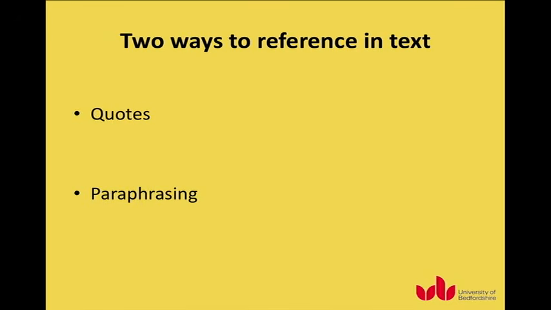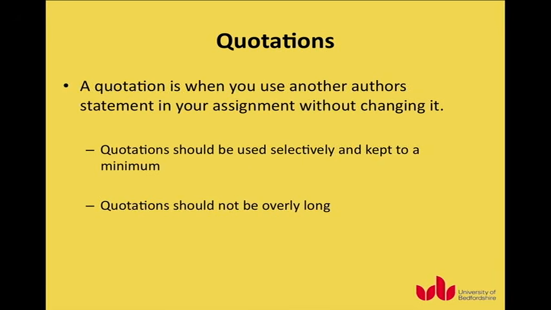There are two ways for you to reference in text: quoting and paraphrasing. A quotation is when you copy a piece of text word for word from a book or another type of source. You should keep these to an absolute minimum at university, looking to see that you're paraphrasing rather than just copying lengthy text from somebody else's work. Do not have them too long. That will eat into your word count and ultimately it will affect the mark that you'll get.